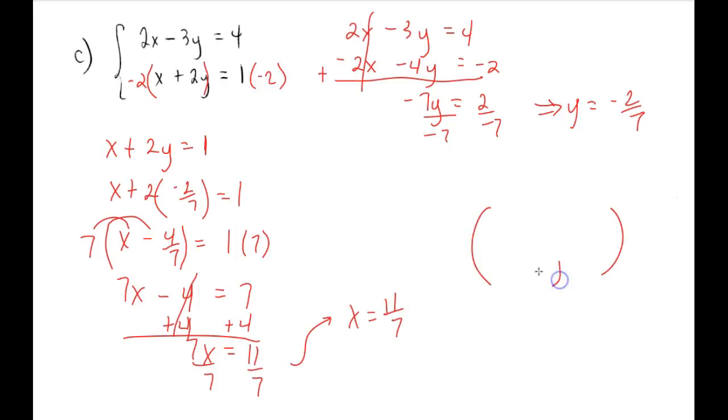So this particular system looks like this, where we have two lines intersecting at a point, and that point is at 11/7, -2/7.